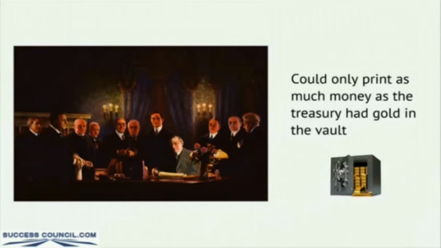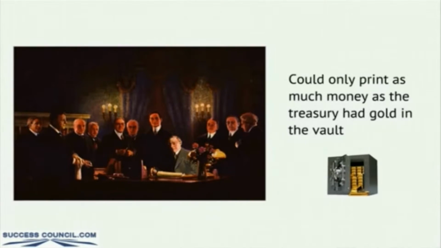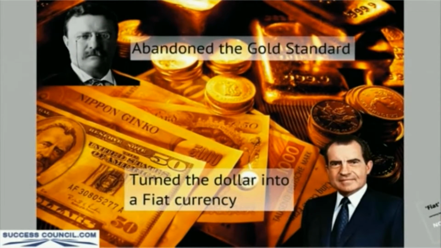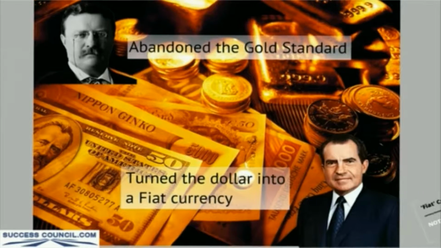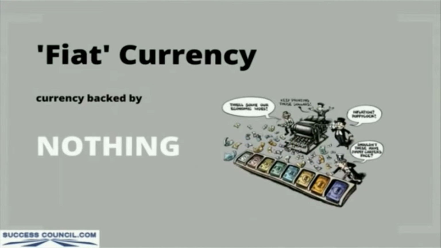Originally, currency creation was backed by gold. The Fed could only print as much money as the Treasury had gold in the vault. But in 1933, Roosevelt abandoned the gold standard. We moved to a pseudo-gold standard with a partial gold backing, and in 1971, Nixon cut all ties of the dollar to gold, creating a truly fiat currency out of the U.S. dollar. Fiat just means the currency is backed by nothing.